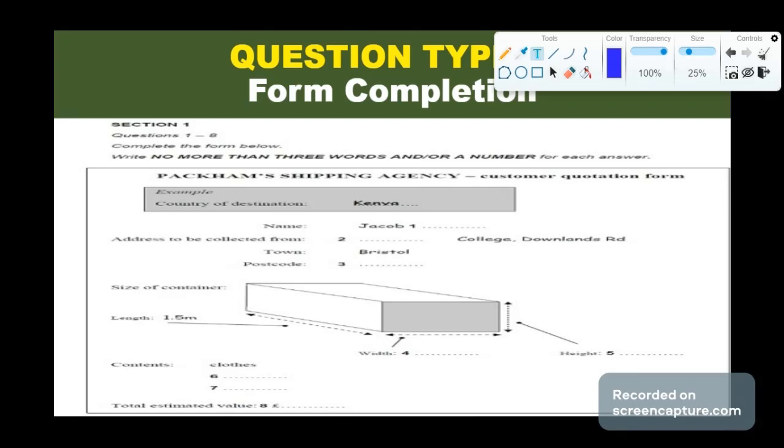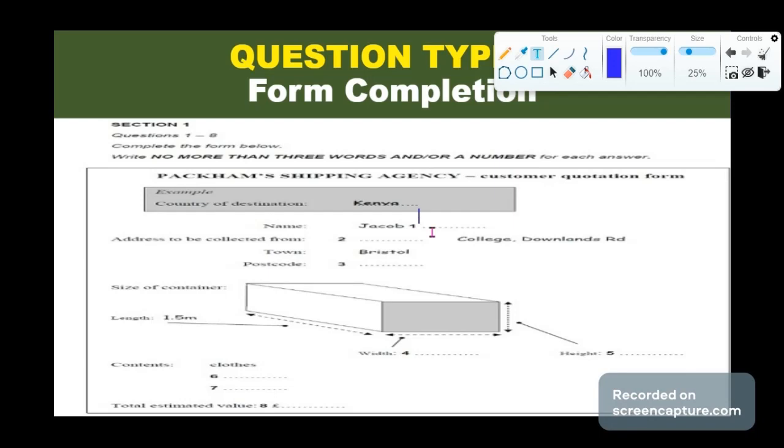You will hear a telephone conversation between a customer and an agent at a company which ships large boxes overseas. Now, this is the introduction. This already gives you information about the kind of conversation you are going to hear. It's between a shipping agency and a customer who wants to ship some of his things to Kenya. All right, so let's now listen to it, and then we will attempt to answer the questions.